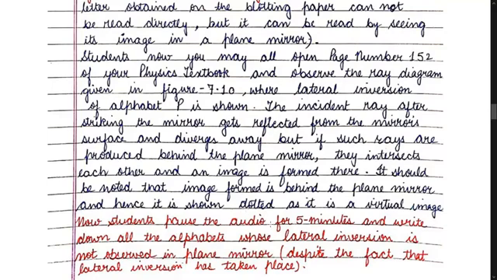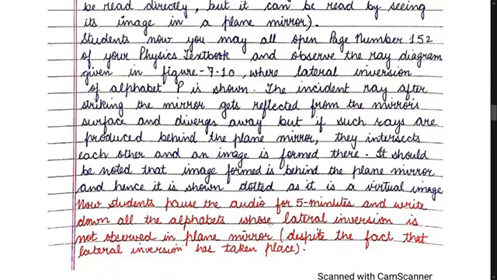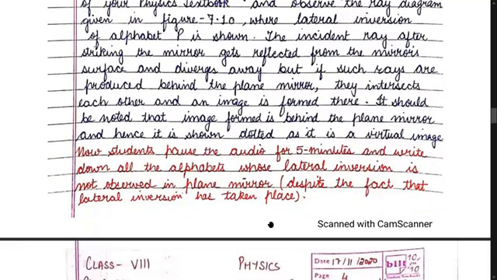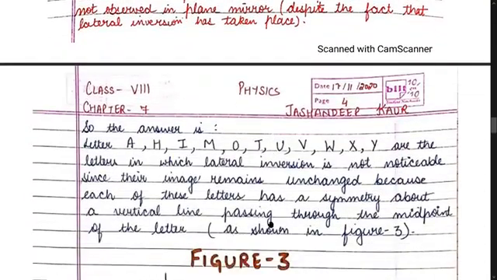is a virtual image. Now students, pause the audio for 5 minutes and write down all the alphabets whose lateral inversion is not observed in a plane mirror despite the fact that lateral inversion has taken place.